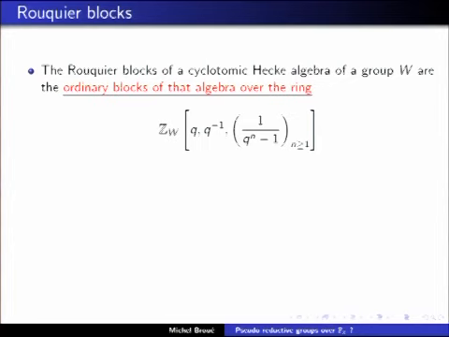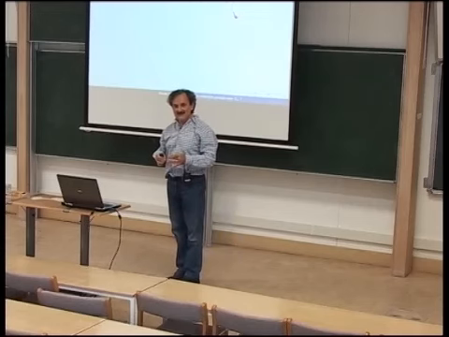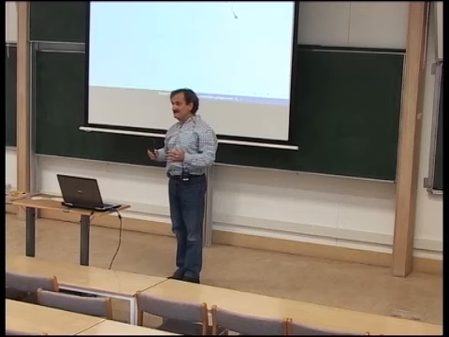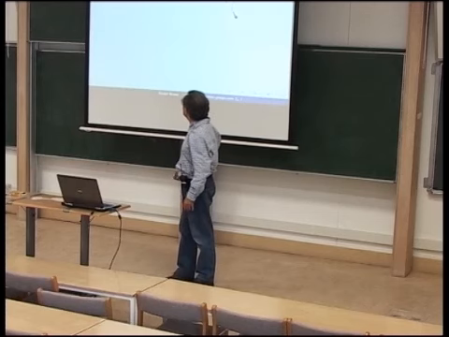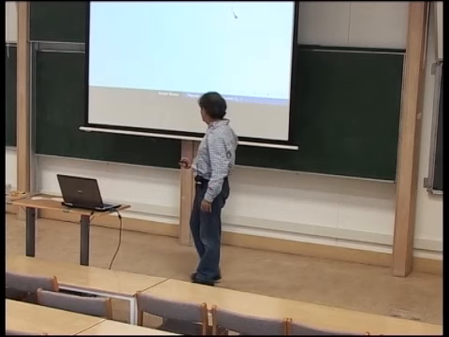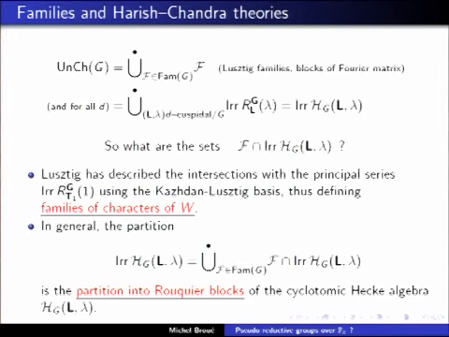Just localize this ring by inverting q to the n minus 1 and compute the blocks, in the Broué sense, the primitive idempotents of the center of this algebra. You find blocks of characters. These blocks of characters are just the traces of Lusztig's families over each of these Alexandra theories. Why? Mystery. It's proved, it's checked, so it's an answer. But why? I don't know.